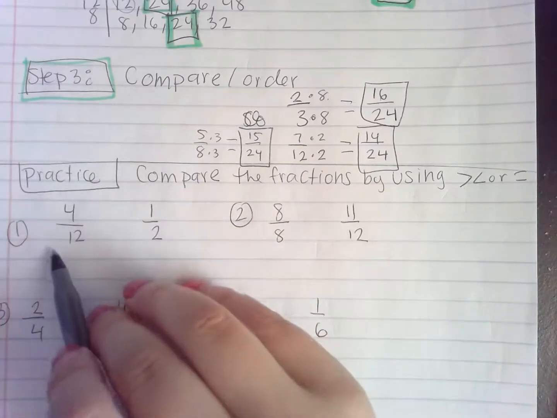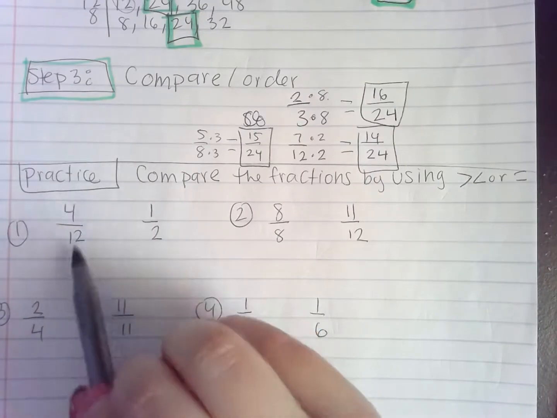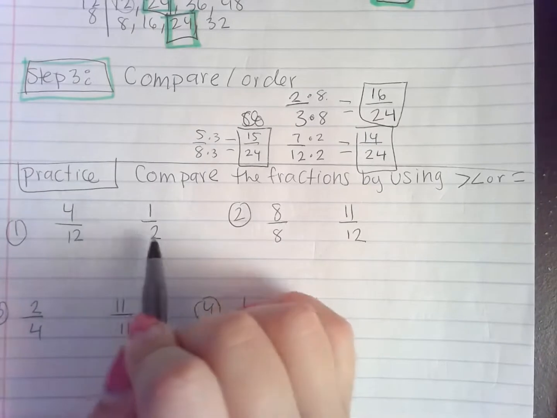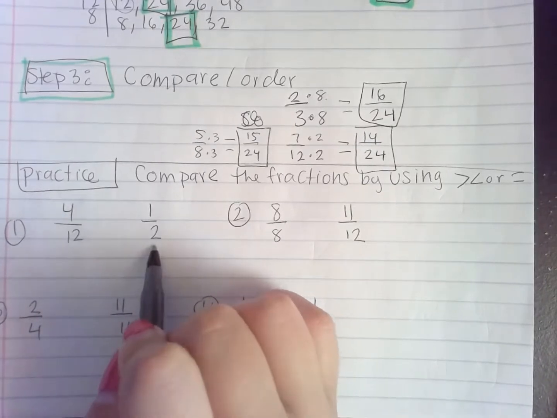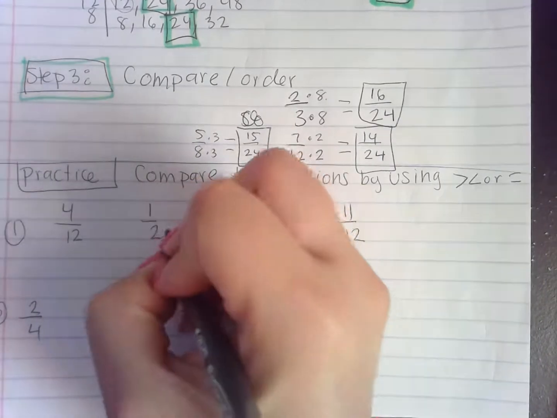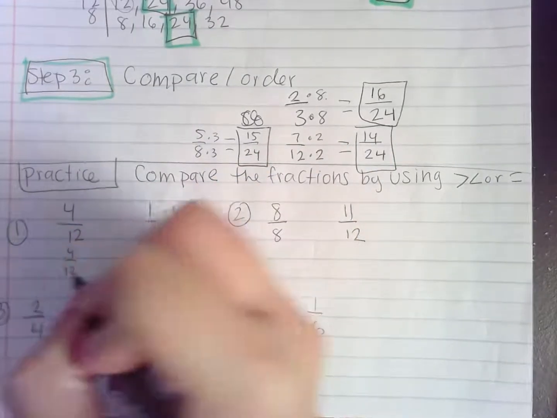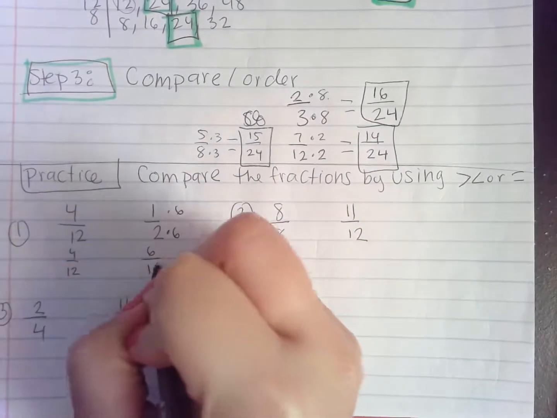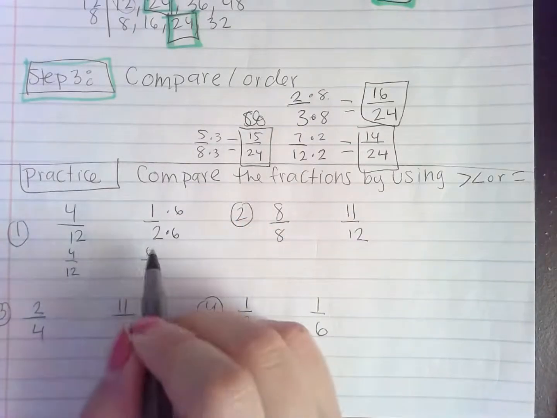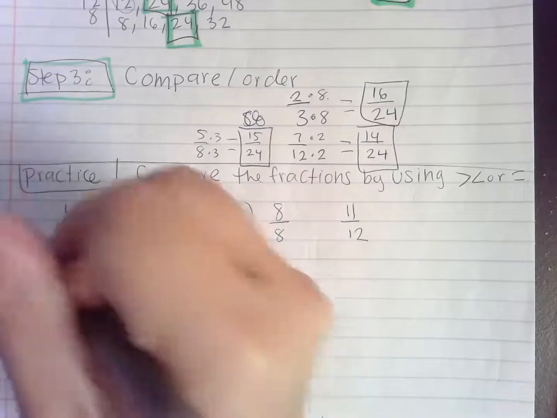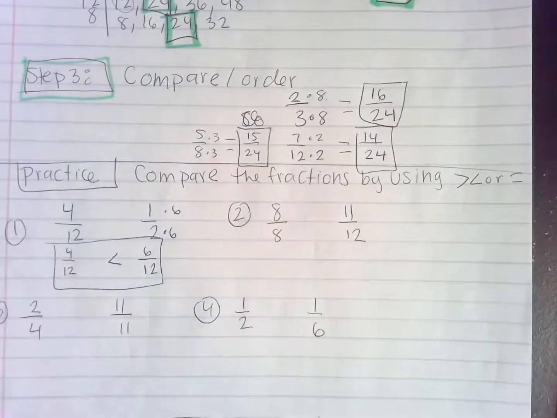So let's go ahead and find the common denominator between 4/12 and 1/2. So I need to make this into a 12. In order to make this into a 12, I've got to multiply this by 6. And so now my new fractions that I'm dealing with are 4 over 12 and 6 over 12. Now who's greater, 4 or 6? 6 is going to be greater. And that's it. That is my answer right here.